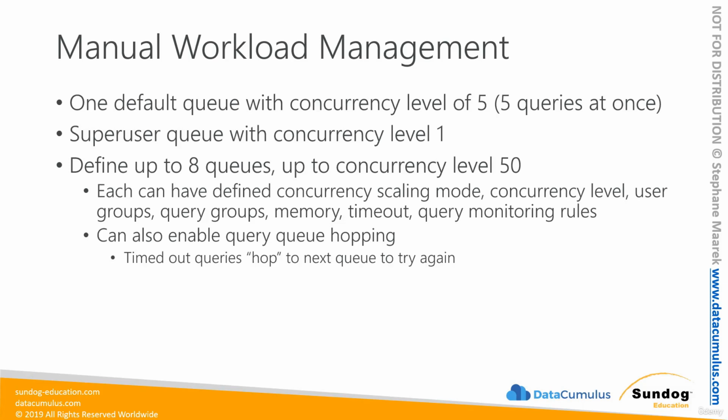You can define up to 8 manual queues, and you can have a concurrency level on a queue up to 50. Each of those queues allows you to define whether or not the concurrency scaling cluster is available to it, whether it can automatically add more capacity to that queue. You can also set a manual concurrency level for that queue, defining how many queries I want to be able to run at once within it. You can assign user groups and query groups like we talked about before with automatic queues, just allowing you to automatically route queries to a queue based on what user is running it or what query label has been attached to the query.